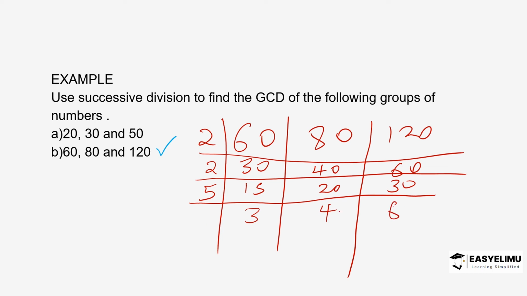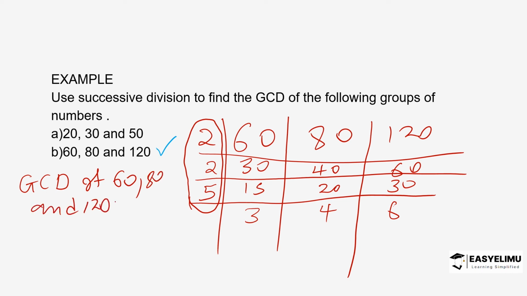So here you are not able to find a common prime factor. When you reach that level, you multiply all that. This is how you'll be framing the answer. GCD of 60, 80, and 120 equals 2 by 2 by 5, which equals 4 by 5, which equals 20. So that marks the end.